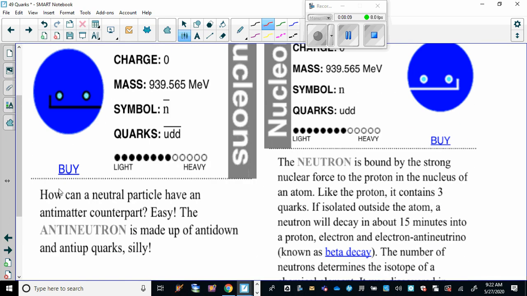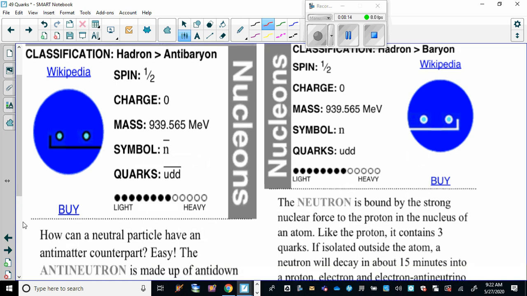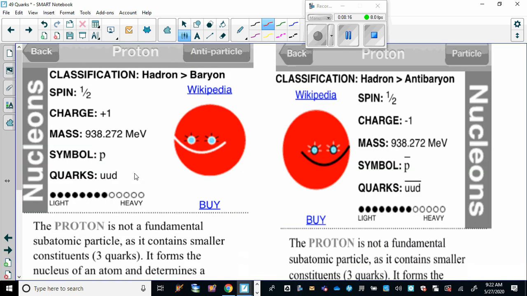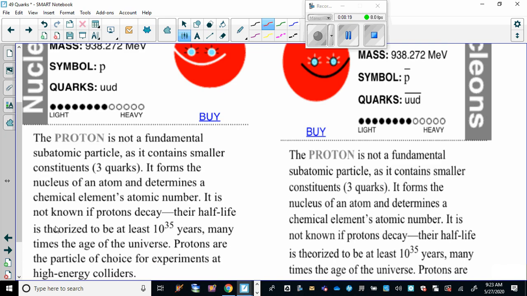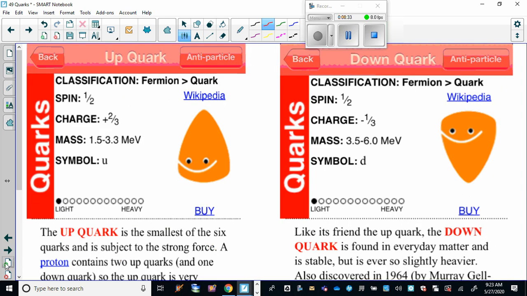Okay, and then there's other examples of, look at that, anti-neutron. And a proton. Proton looking mighty happy because he's very positive. Fermion, what's this? This is an electron neutrino. A neutrino. And this is an electron anti-neutrino. Yep, and then here's the quarks. They look like guitar picks, well, they don't really, just in this picture they do. Yep, gives you the information on an up and a down quark.